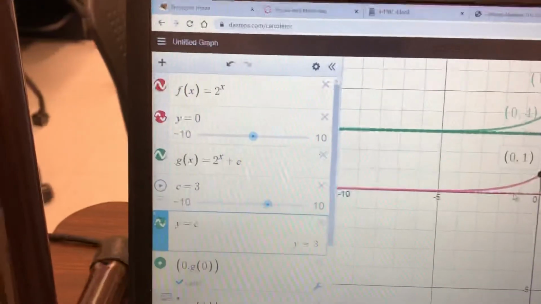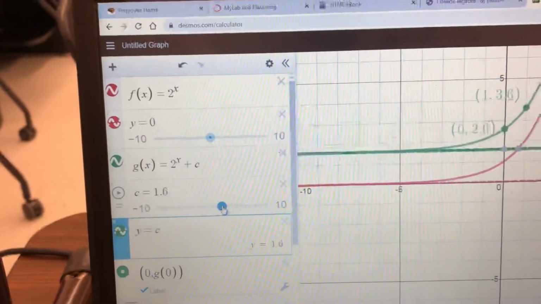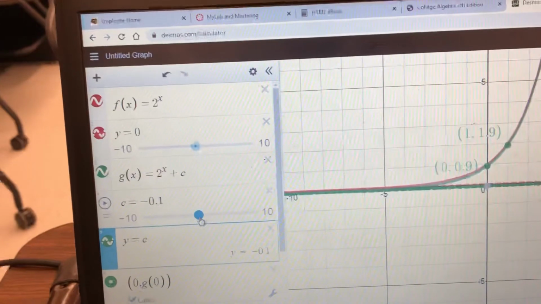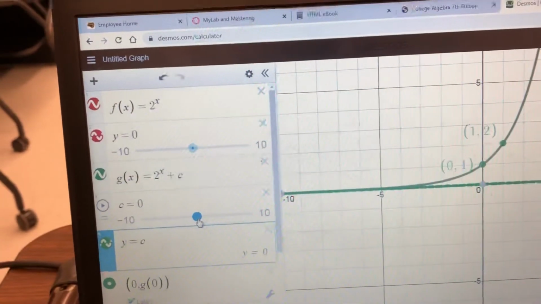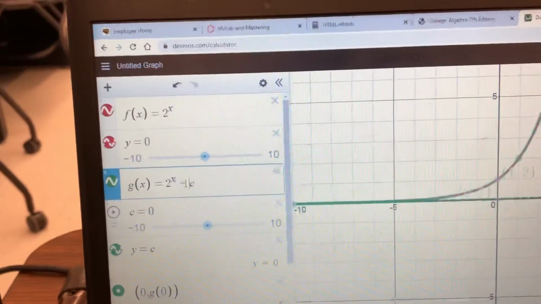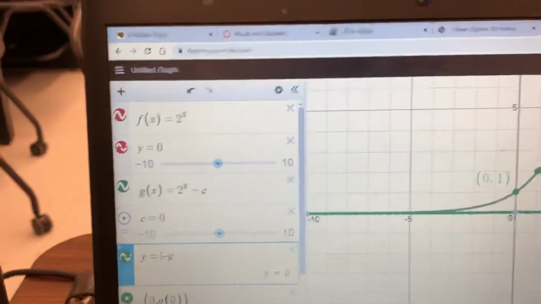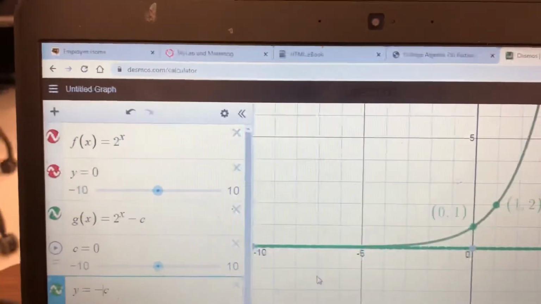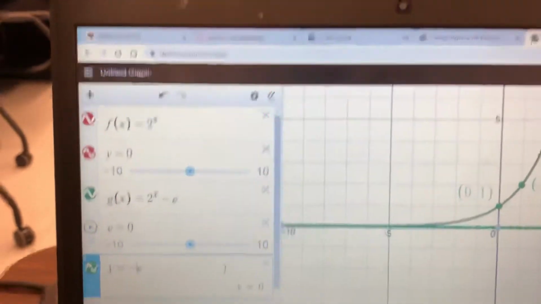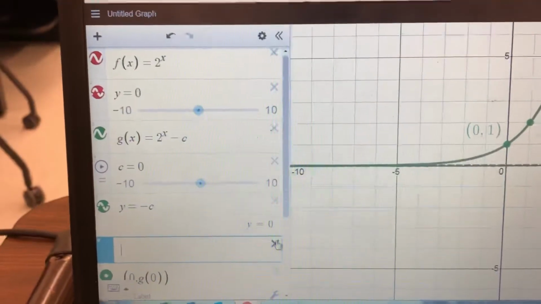So what I'm going to do is move this green graph back down to where it originally was. Oops, I don't want that to be negative. I actually want this to say minus c. I'm going to make one more change here. Trust me. Okay, so now I'm going to take this slider and move it to the right.